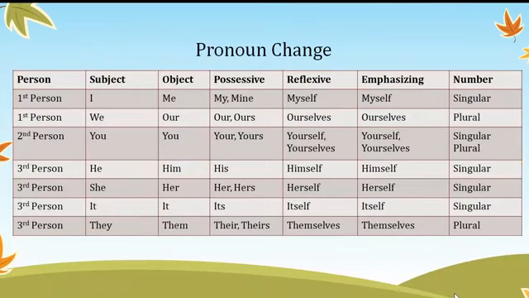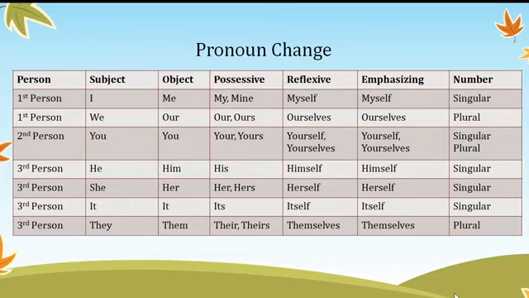Now let's go to the next. That time I told you, pronoun change. Personal pronouns, I told you there are 3 types of persons: first person, second person, and third person. And these are the forms of the pronoun: subject, object, possessive, reflexive, and emphatic. And number means singular and plural. What is the first person pronoun? I and we. Object you already know, possessive, reflexive, emphatic.